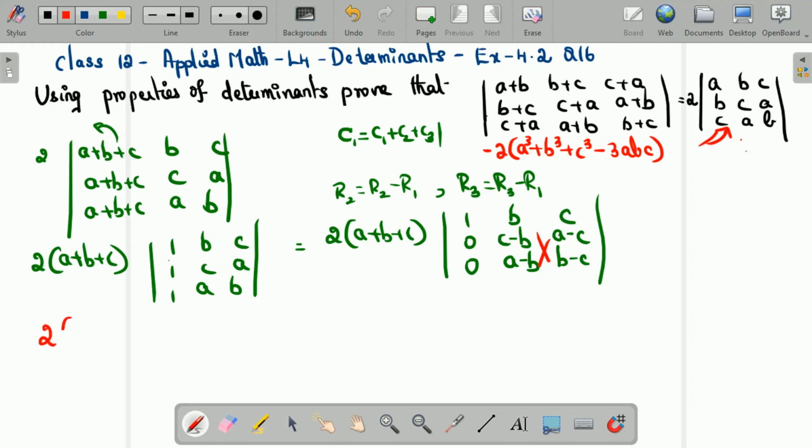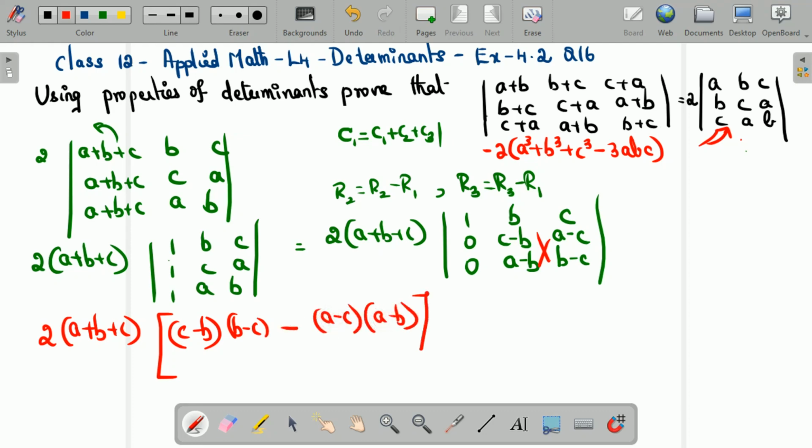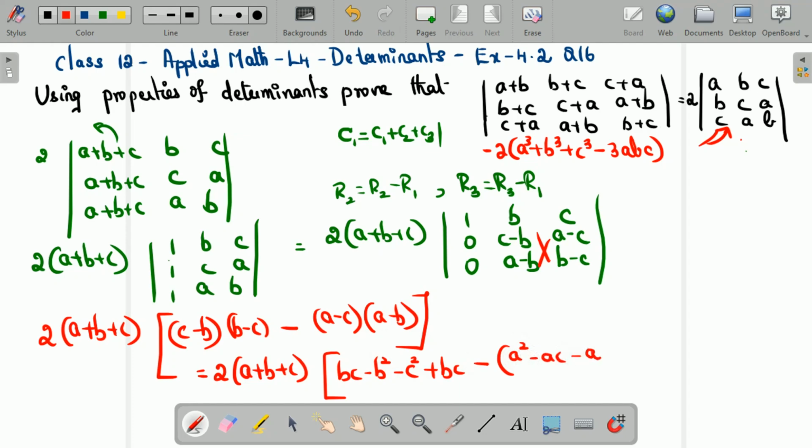So let's do 2 into (A + B + C). Now for this, this is (C − B) into (B − C) minus of (A − C) into (A − B). Like the last time, we are going to do term-wise multiplication and simplify. So this is 2 into (A + B + C). The first section is BC − B² − C² + BC. Now minus of, let's do the multiplication, A² − AC − AB + BC.